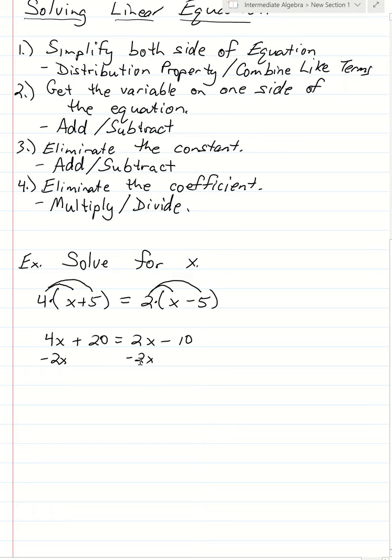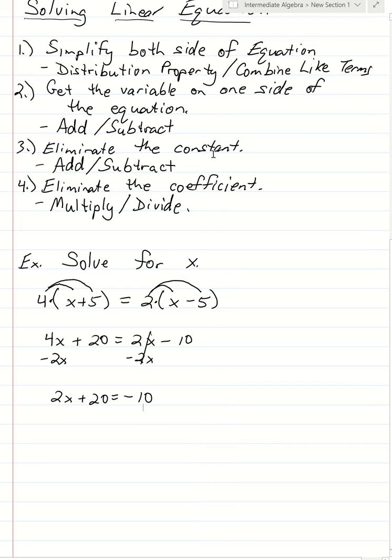Remember, what we do to one side of an equation, we must always do to the other. Now, what would that leave us with? Here on the left side, 4x and a negative 2x, that would produce a 2x plus 20. On the right side, 2x and the negative 2x cancels, leaving us with a minus 10. Always be very careful of your signs. So now step 2 is done, in that we have the variable on one side.